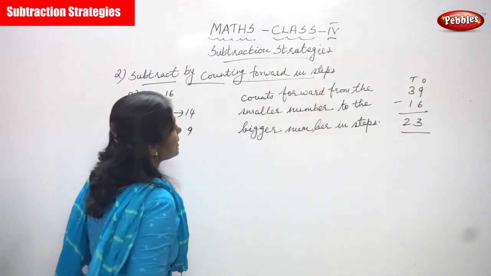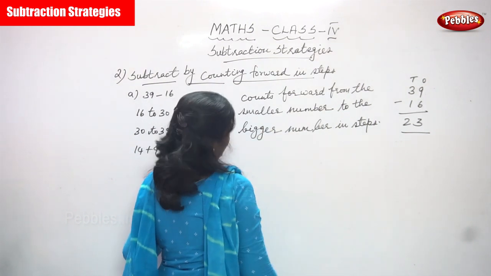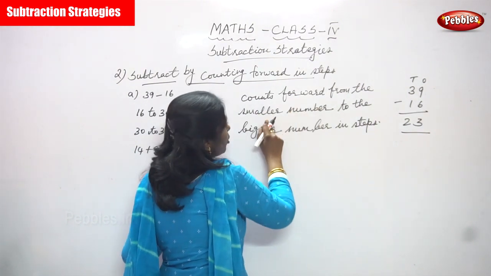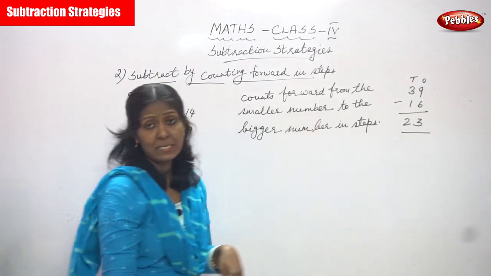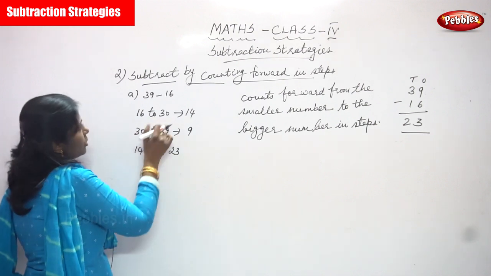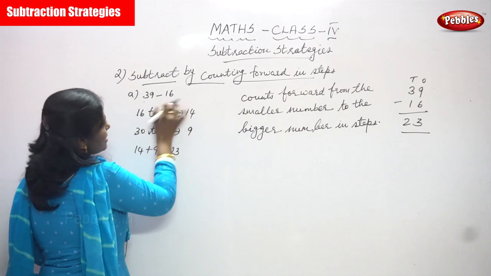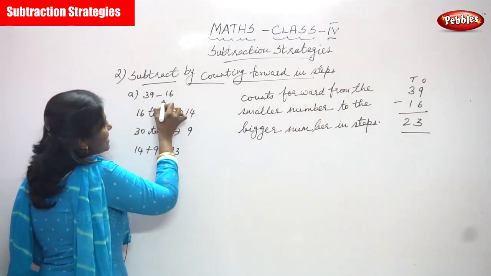The method is to count forward from the smaller number to the bigger number in steps. This is the method. What is the meaning of this? First, they are given two numbers. The first number is 39 and the second number is 16. Which is the smaller number of the two? 16 is the smaller number.